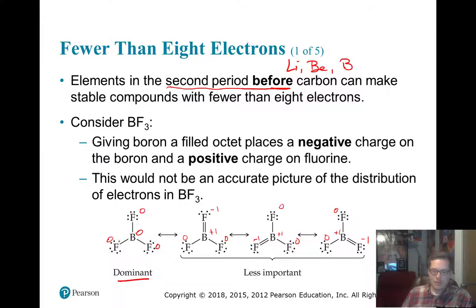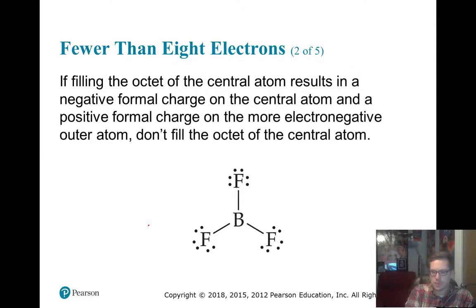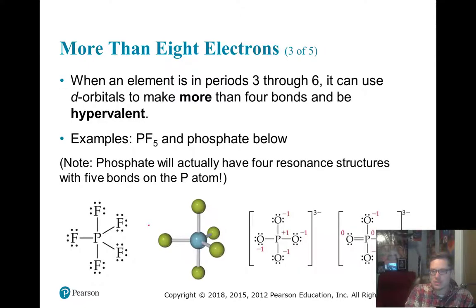Notice that even though this is the dominant structure, boron doesn't have a full octet. It's only got 6 electrons. So this is a little bit different. Whenever you see lithium, beryllium, or boron as your central atoms, be a little wary that you might have a compound that's going to have 2 or 3 bonds instead of 4. So anyway, that's the same idea.